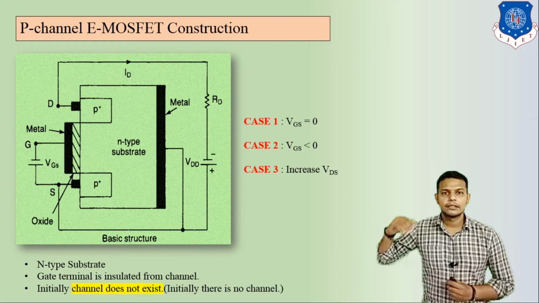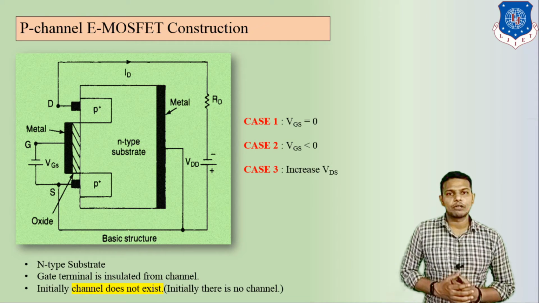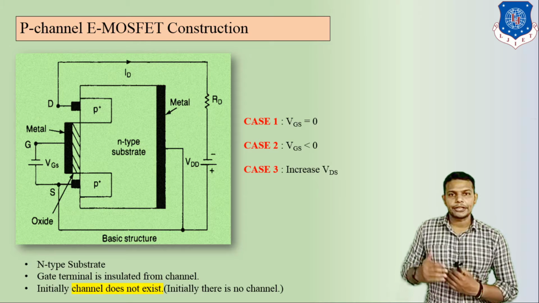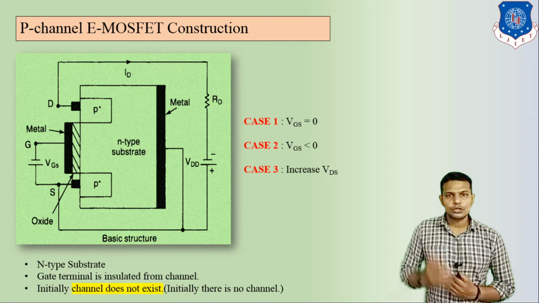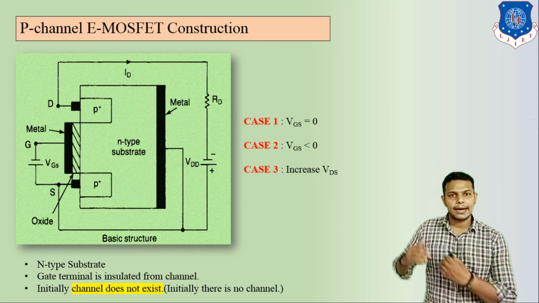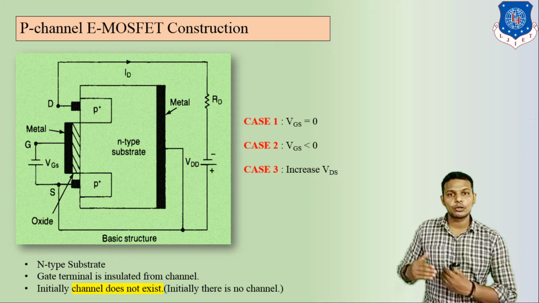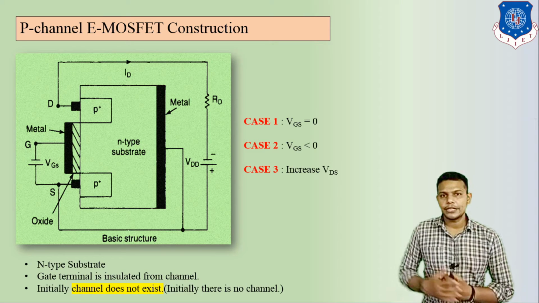Now in this topic we are going to discuss about 3 cases. Case number 1, we apply VGS equal to 0. That means we shorted the gate to source terminal, so VGS is equal to 0. And we note at that time what happens with ID, that means your output current, which is known as drain current.